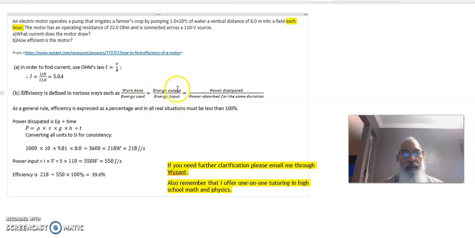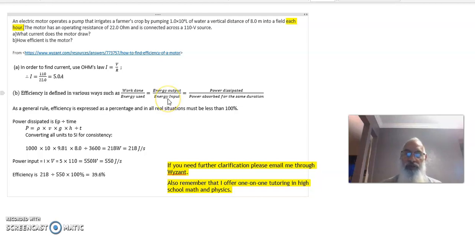So the top part is always the lesser quantity and the bottom part is the greater quantity. So what you input into a system is always greater. What you get out of it is always less. No real machine is even 100% efficient. It's always less than 100. The closer the value is to 1, the more efficient the machine is.